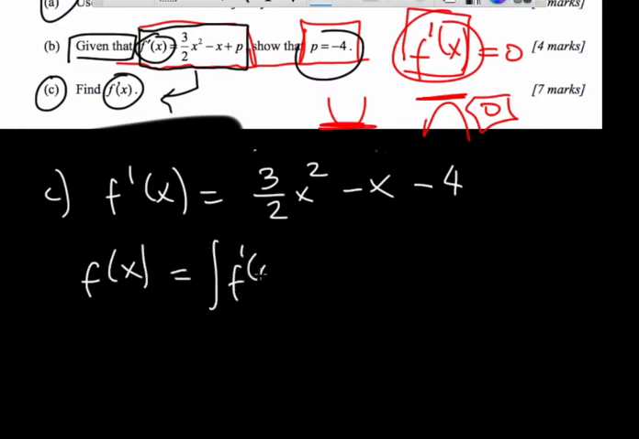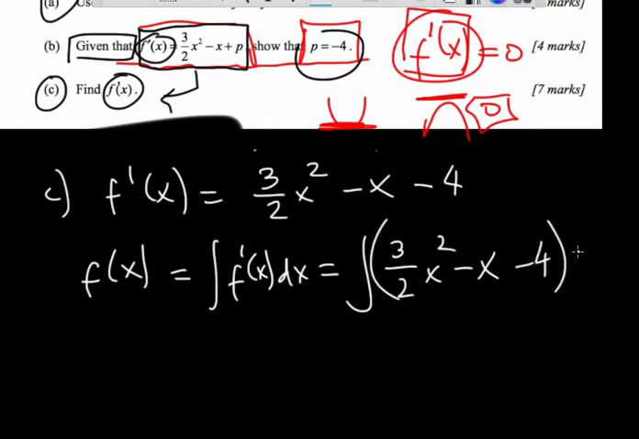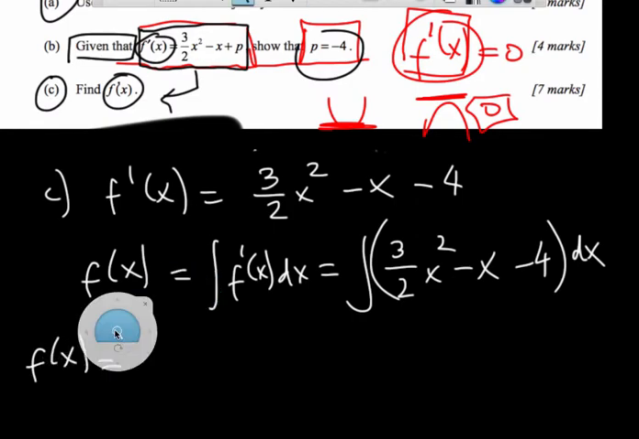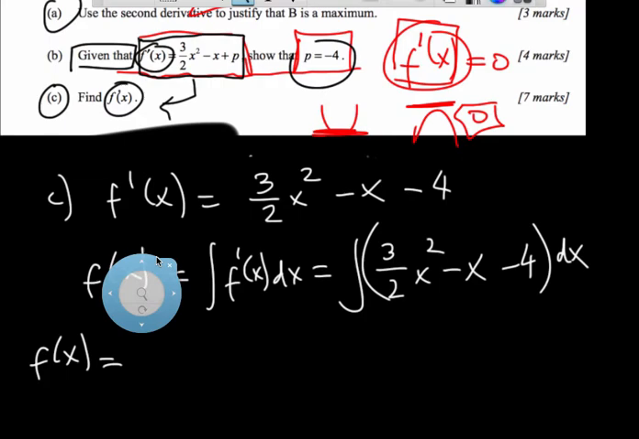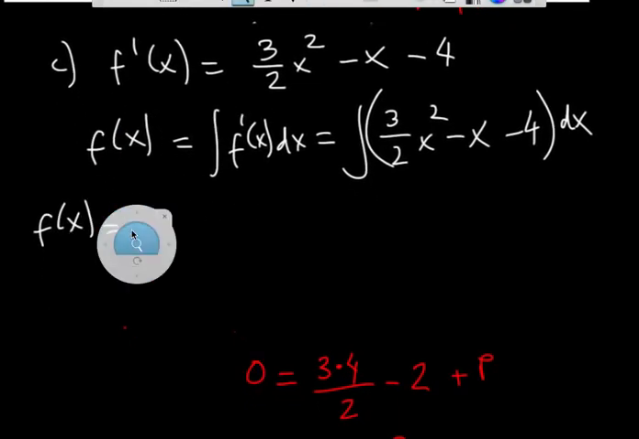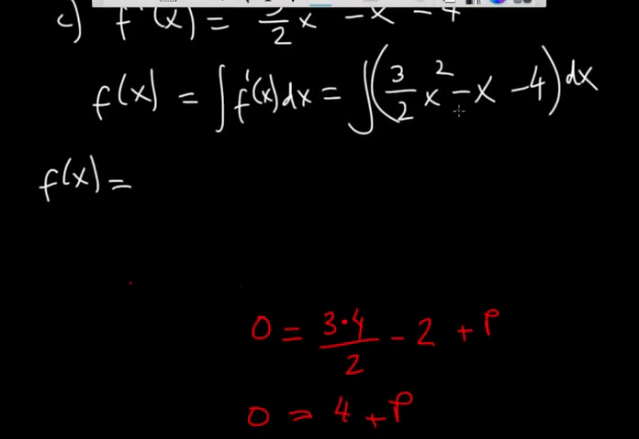Now, if I want to find f of x, that's going to be equal to the integral of f dash of x dx, which equals the integral of 3 over 2 x squared minus x minus 4, all of that with respect to x. So then f of x will be the integral of all of that. Okay, so how do we integrate that?